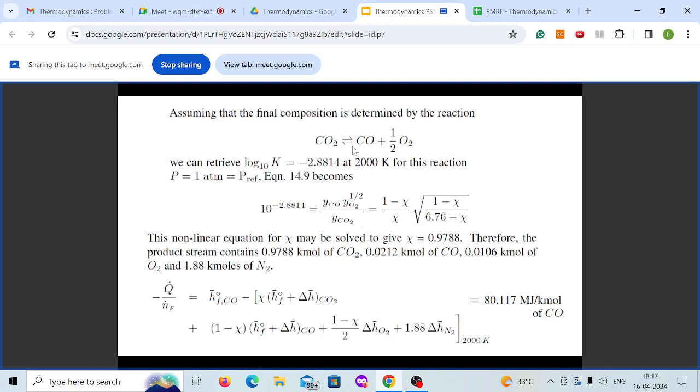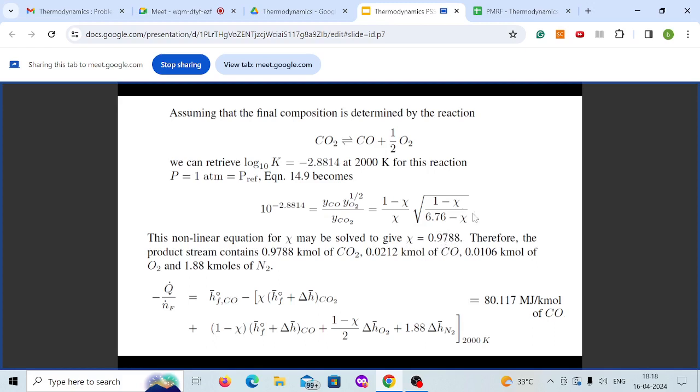This is equal to, again substituting the corresponding mole fraction values, (1 minus x) by x into the root of (1 minus x) by (6.76 minus x). The value is different from the previous problem because here we are considering nitrogen; there was no nitrogen before. Because of nitrogen, your mole fraction values are different. Now again, similarly to the previous problem, you can solve for x. The only unknown here is x. Solving for x, we get x equal to 0.9788.